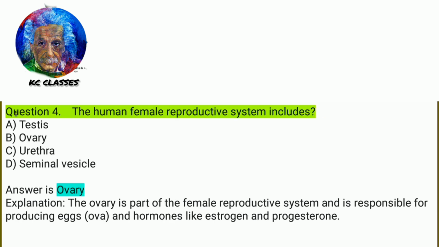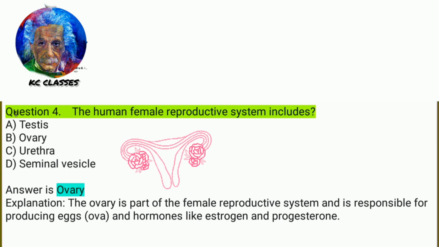Question 4. The human female reproductive system includes A. Testis. B. Ovary. C. Urethra. D. Seminal vesicle. Answer is ovary. Explanation: the ovary is part of the female reproductive system and is responsible for producing eggs, ova, and hormones like estrogen and progesterone.